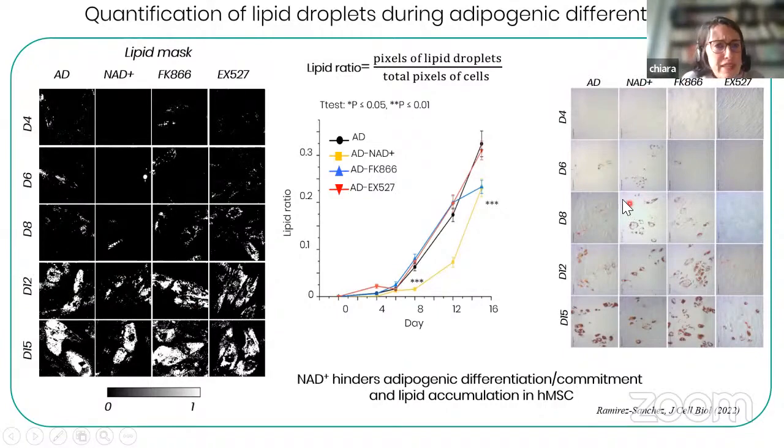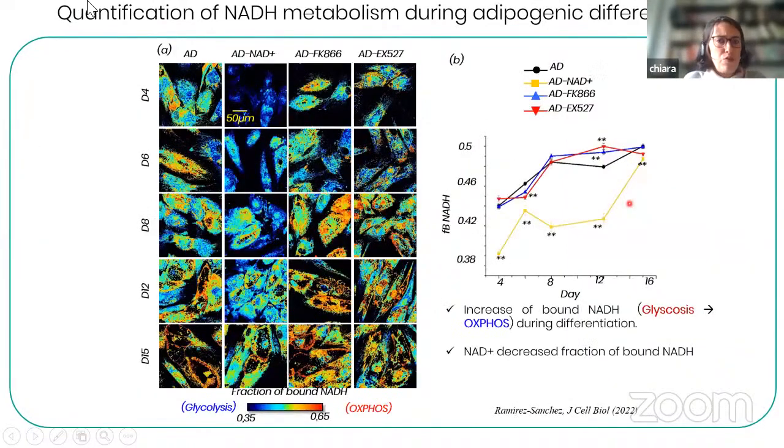And then finally, the last part: if we look at the NADH mask, we can quantify the fraction of bound NADH over the differentiation. We see an increase of the fraction of bound NADH, which actually shows a metabolic shift from glycolysis to oxidative phosphorylation. This is kind of expected during differentiation. And NAD plus treatment is decreasing the fraction of bound NADH, so it is decreasing the oxidative phosphorylation.